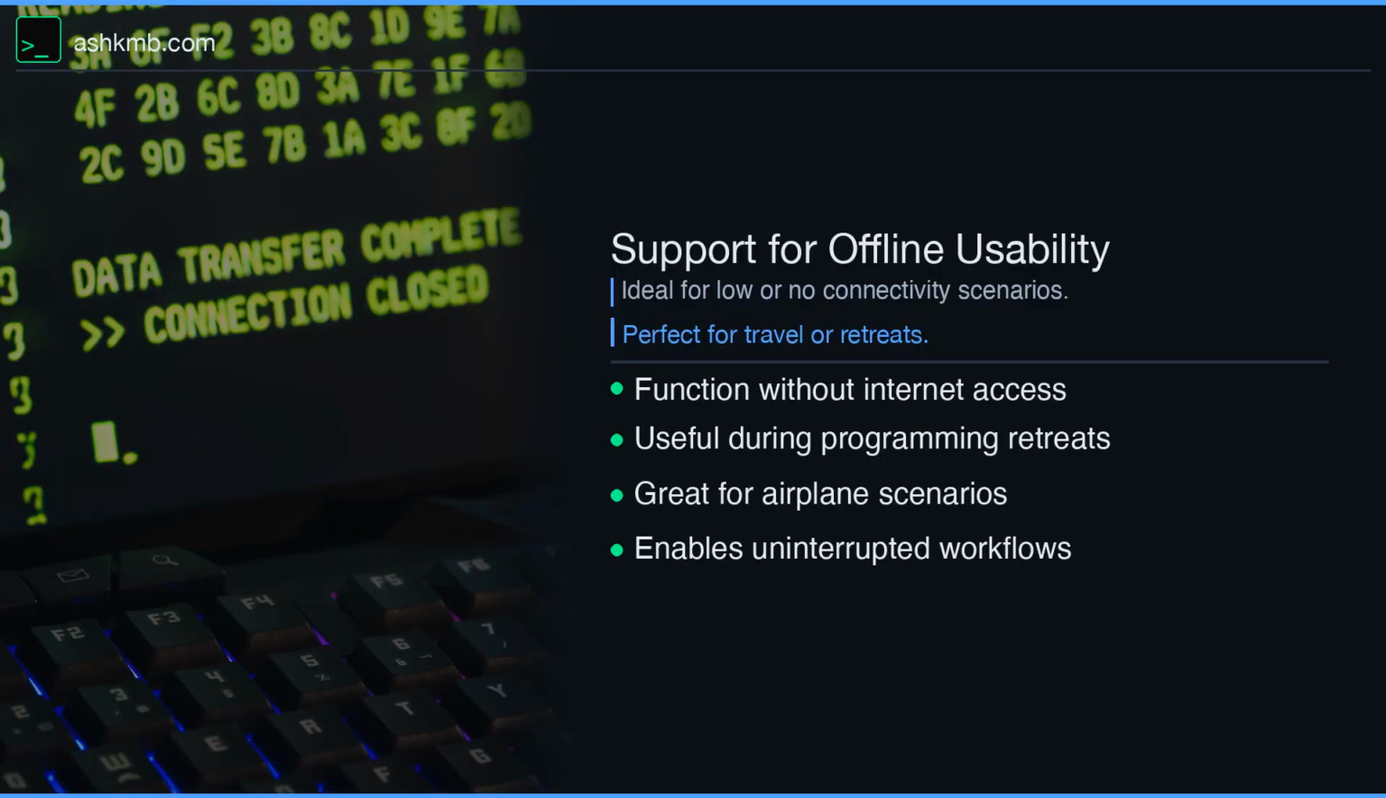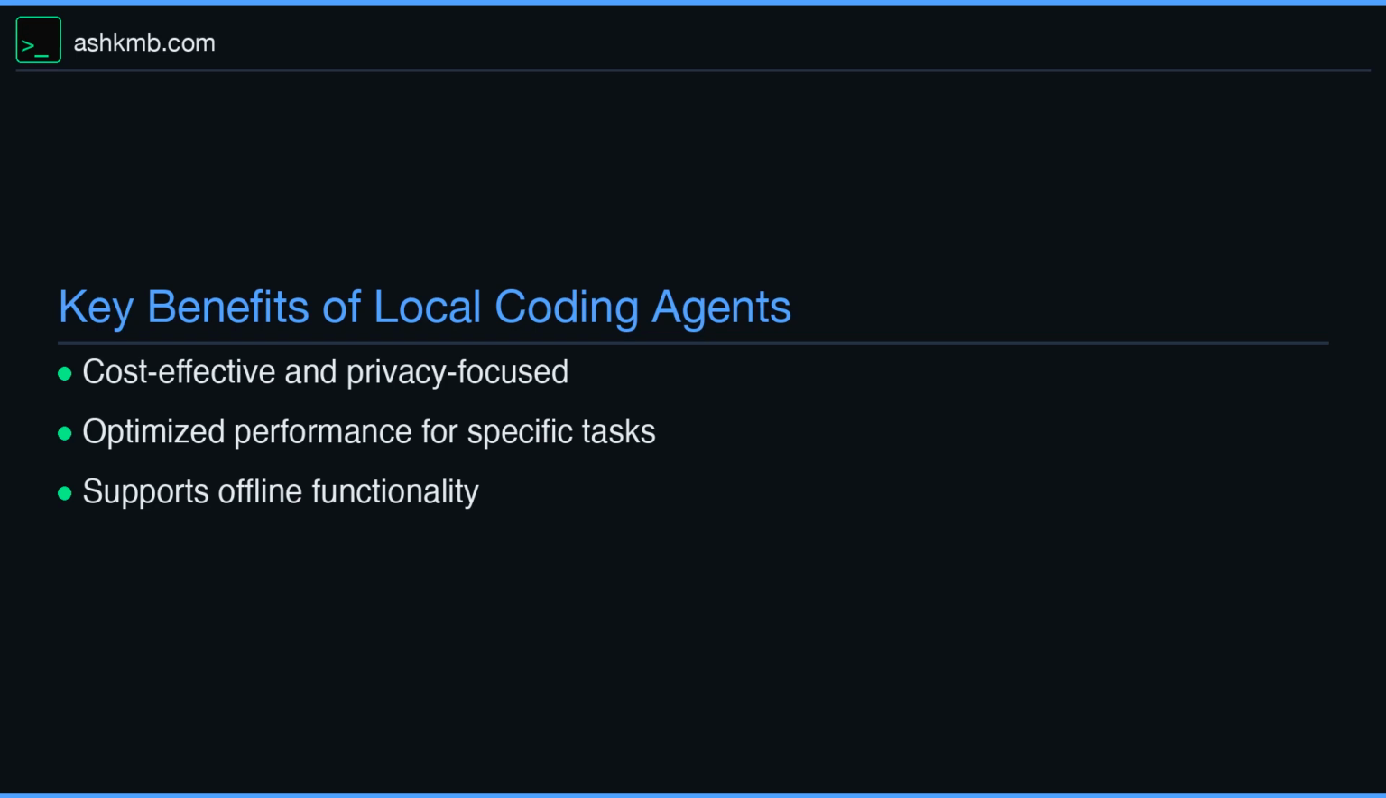Local coding agents allow function in scenarios with limited or no internet connectivity, ideal for programming retreats or travel. Local setups are cost-effective and privacy-conscious, offering optimized performance and offline usability. What are your experiences with using local coding agents compared to proprietary options?